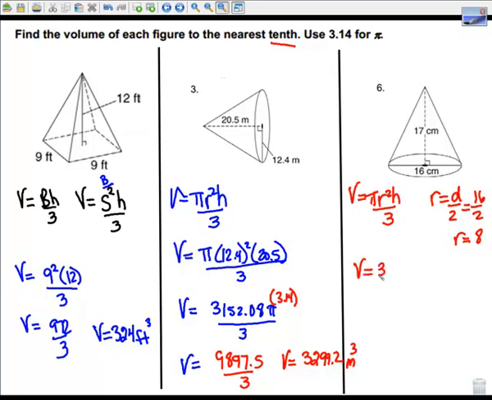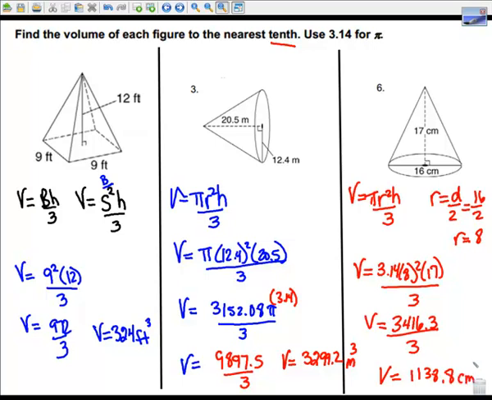So my volume is pi times radius squared. The height is 17 divided by 3. So I have 3.14 times 64 times 17 and then divide by 3. And I get 1,138 and 8/10 centimeters cubed.